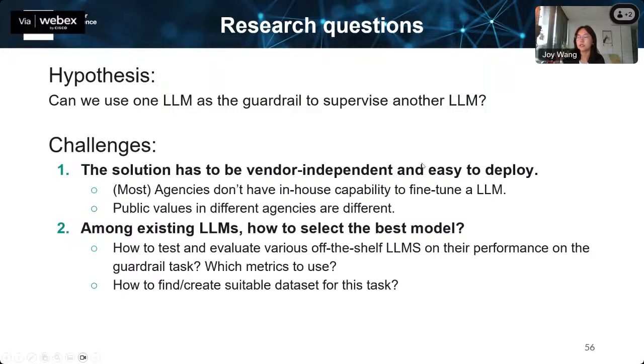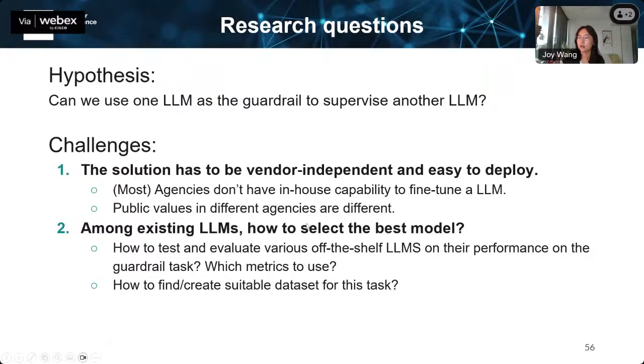Based on the limited time and resources, we had one hypothesis: how we can use a large language model as a guardrail to supervise another large language model. This is the primary idea for this project. However, we do have some requirements and challenges from our stakeholder. The first is that the solution has to be vendor independent and easy to deploy. That means we cannot use existing solutions provided by Microsoft or Oracle or other organizations.